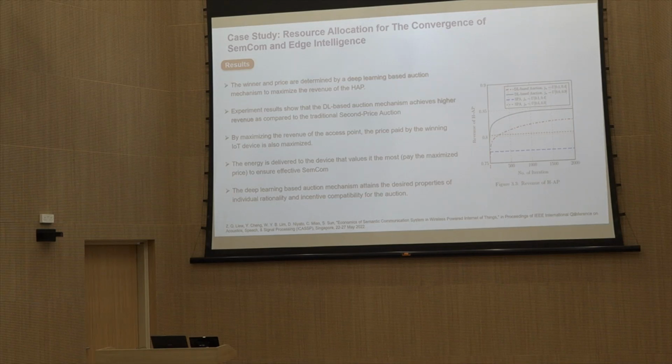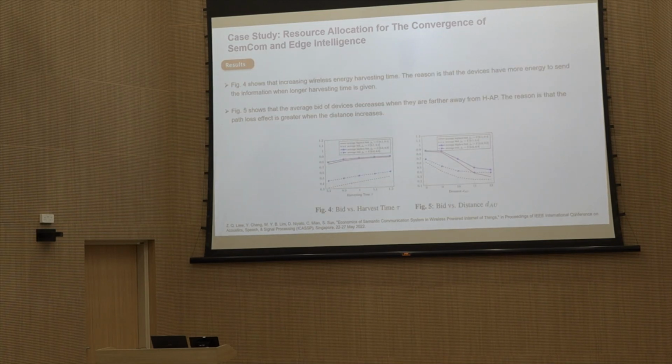Some of the results: the winner and price are determined by the deep learning-based auction mechanism to maximize the revenue. The results show that the deep learning-based auction mechanism achieves higher revenue compared to the traditional second price auction. And by maximizing the revenue of the hybrid access point, the price paid by the winning IoT device is also maximized. Here the energy is delivered to the IoT device that values it the most to ensure an effective semantic communication environment. Again, the deep learning-based auction mechanism, as expected, achieves the properties of individual rationality and incentive compatibility.